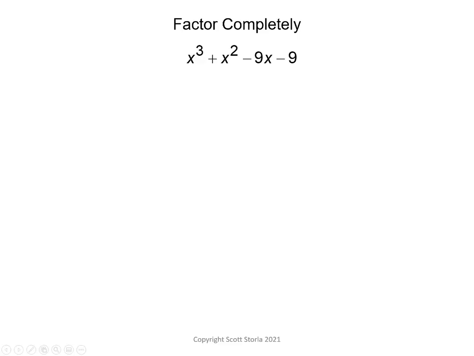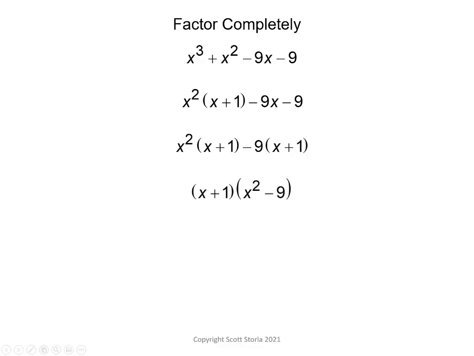Try this one. Our first 2 share a common factor of x squared. Our second 2 share a common factor of negative 9. Now they both share a common factor of the quantity x plus 1. And once that's factored out, I notice the second factor can be factored further into x minus 3 and x plus 3.